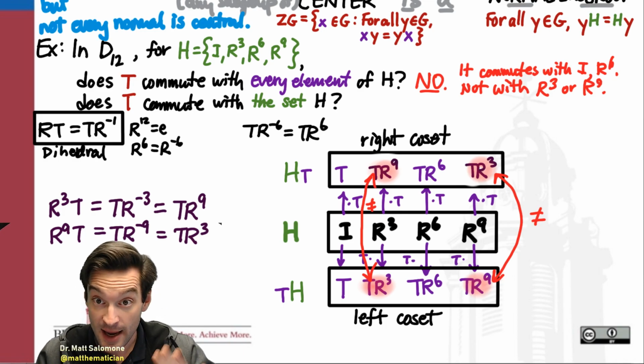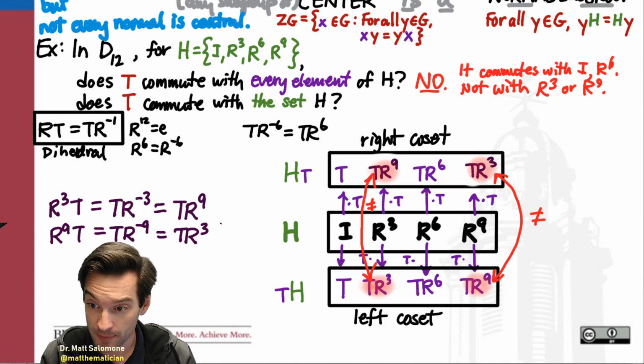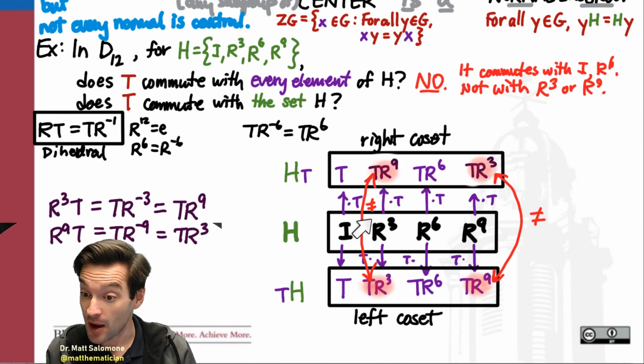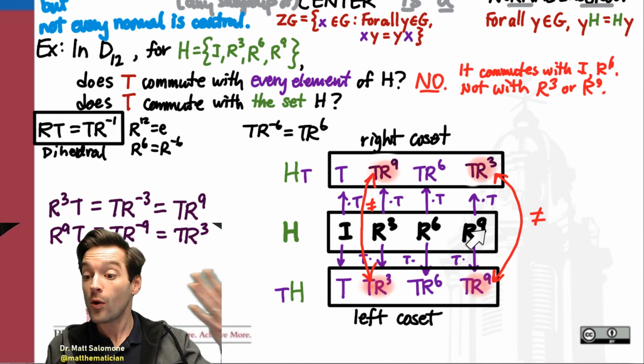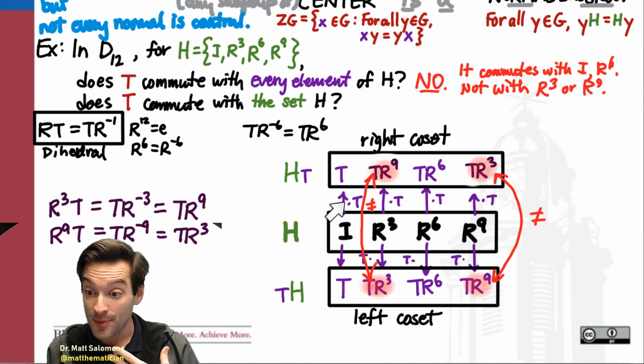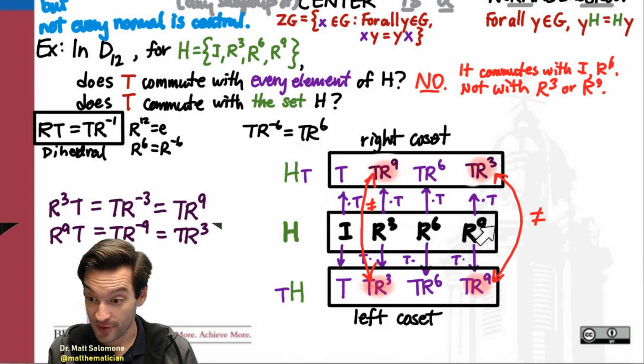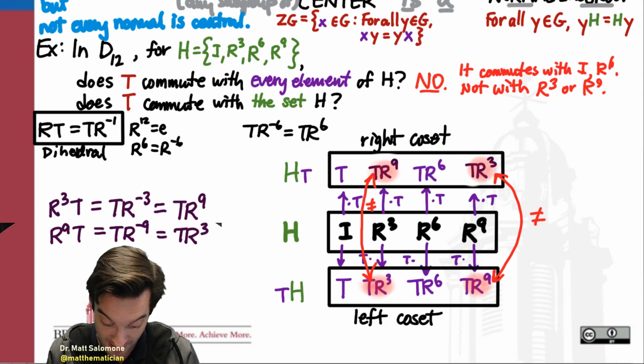And so that's really asking an element by element commuting question. But it's a different question if I ask whether T commutes with the whole set. The difference is, in the first problem, I'm asking, do I get the same element every time I multiply one of the elements of H on the left or on the right by T? That answer is no, because of this disagreement and that disagreement. But when I zoom out and look at the whole set H, do I get the same set of elements when I multiply all the elements of H on the left by T as I do when I multiply all the elements of H on the right by T? And that answer is yes.